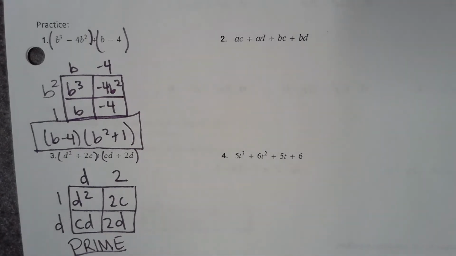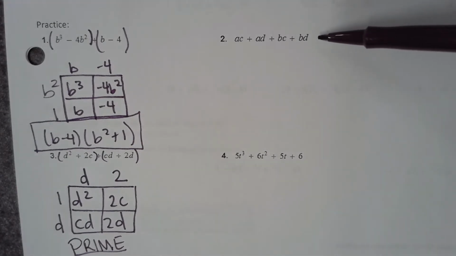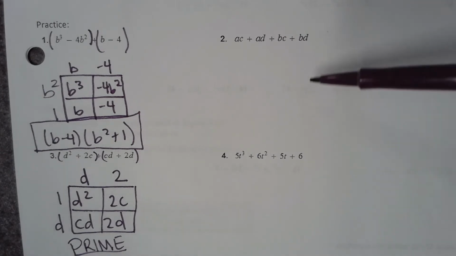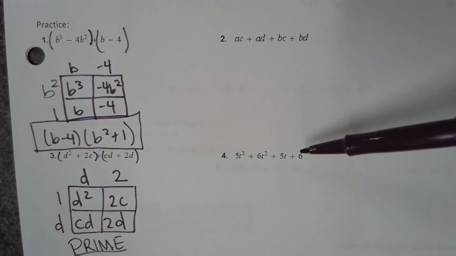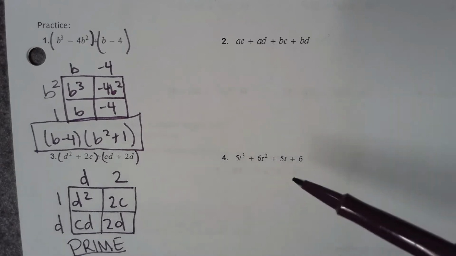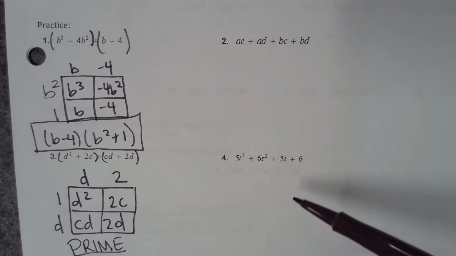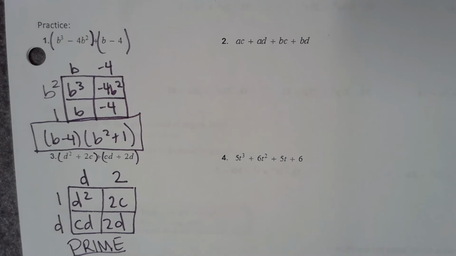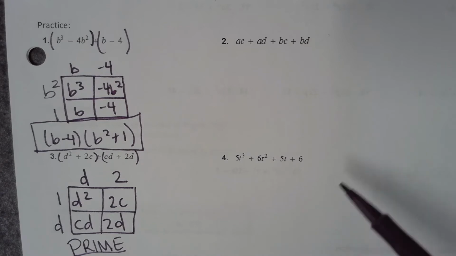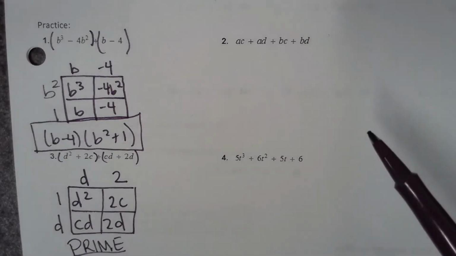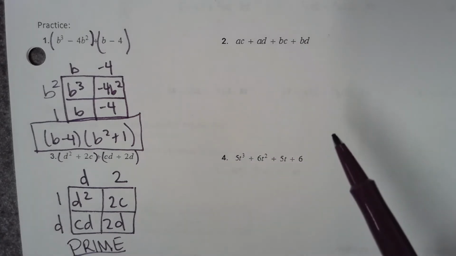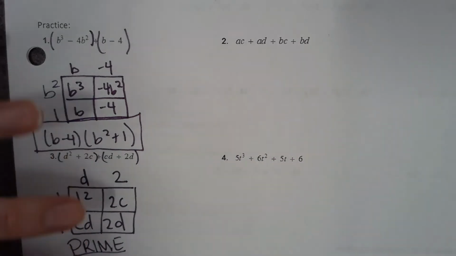Alright, so now I want you to pause the video and attempt questions 2 and 4. So factor by grouping on 2 and 4. And I would say take about 5 minutes to work on questions 2 and 4. And once you get that done, I will have the answers. You can pause the video. I'll go through and explain it after you go through those 5 minutes. So pause the video now.